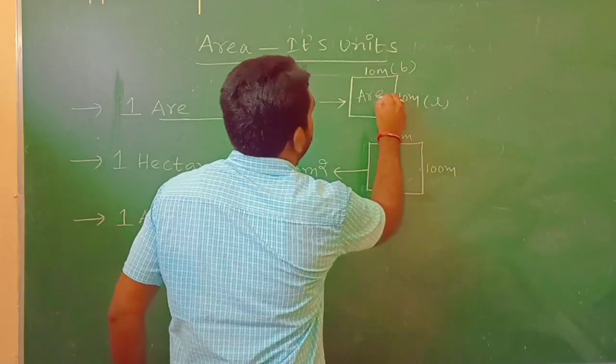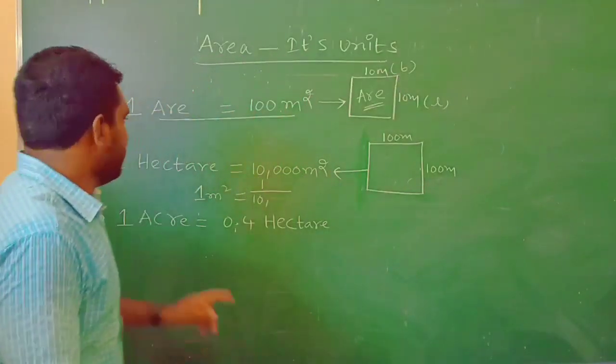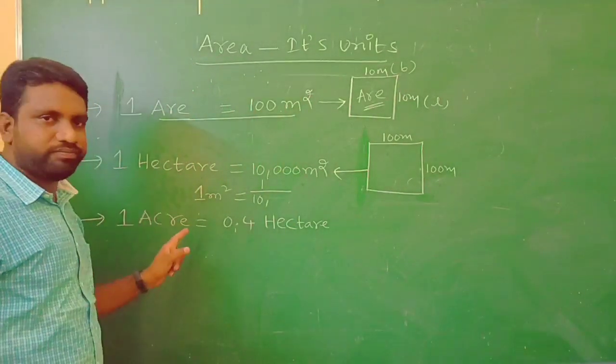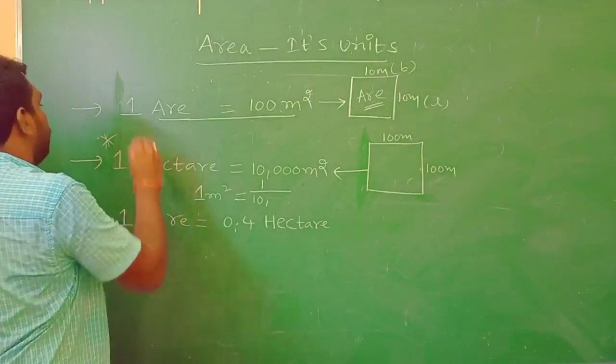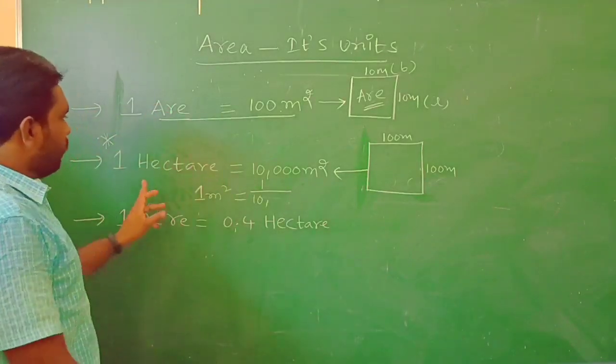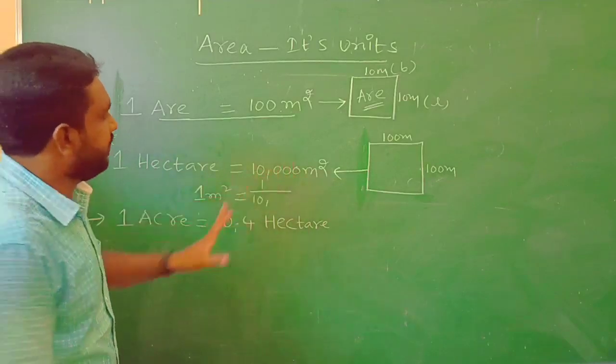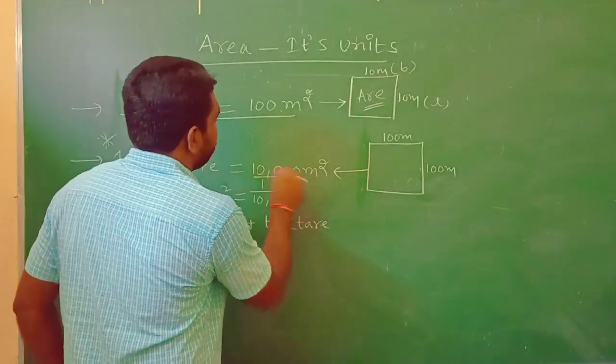This is a new topic, that's why I am explaining it. Okay, and the next one is 1 hectare. This is most important, everyone should remember: 1 hectare equals 10,000 meters square. How much here? 10,000 meters square.